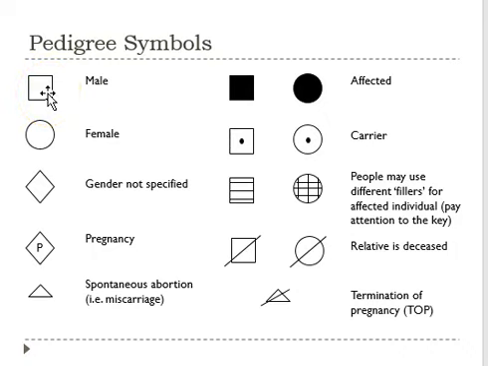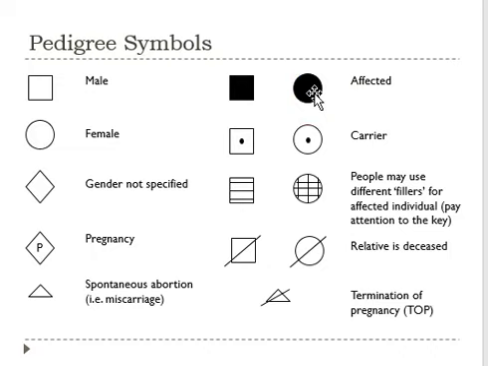A square is a male. A circle is a female. When the gender is unspecified, we use a diamond. This can also be used in a pregnancy, and in that case we put a P in the middle to indicate that an individual is pregnant. When somebody has a pregnancy loss or spontaneous abortion, this is indicated as a triangle. An affected individual, a male, would be a square, and an affected female would be a circle.